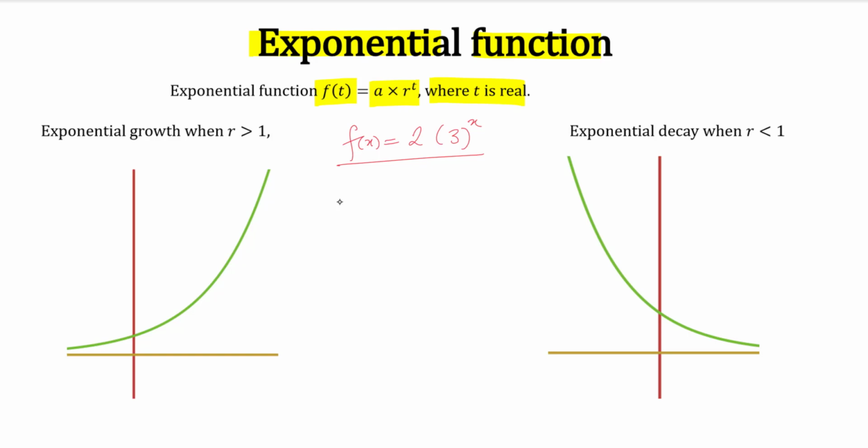And there would be two cases. One is exponential growth, when the base r is greater than 1, and when r is less than 1, this is going to be exponential decay. In both cases we can see the x-axis is the asymptote, because they are not going to meet this axis, or we can say they are going to meet the x-axis at infinity. And when r is 1, of course we will get a constant function, let's say f of x equals 3, 5, 7, something like that. So it is going to be a horizontal straight line.